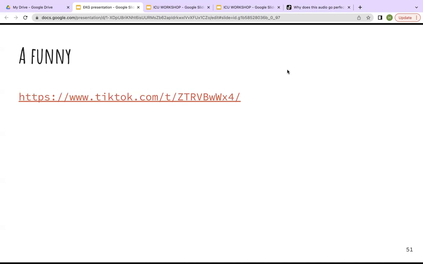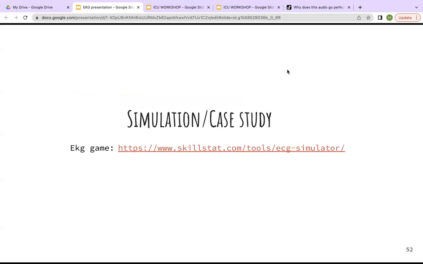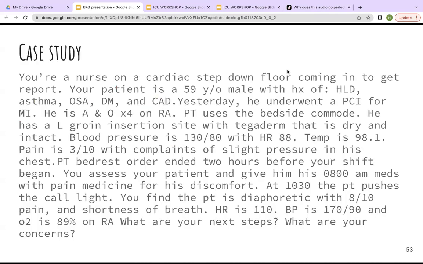This is a fun one you can click on in your own time. I'll put it in the link below the video. If you would like some further practice, this is an awesome website that has a game for you to practice different strips. There are a couple of rhythms on there that we did not cover, but there is an explanation on the Learn tab. And this is something that really helped me during nursing school.